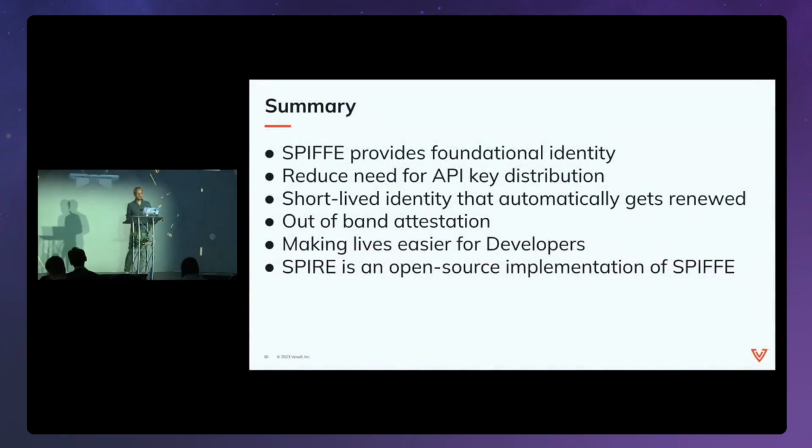So we're going to end this talk with a small summary of what we have seen. We have seen that SPIFFE provides foundational identity. It reduces the need for API key distribution. It gives us a short-lived identity that automatically gets renewed. All of the attestation happens out of band by querying the cloud metadata API, gathering evidence from TPMs, or for workloads from Windows or from Linux itself. It's really going to make the lives of developers easier. They don't need to query secret stores anymore. The identity is there when the application comes up, and they can trust that it's going to be there and start using it.